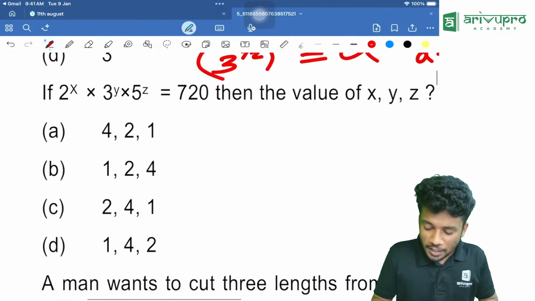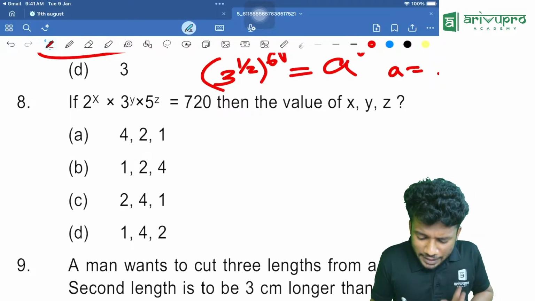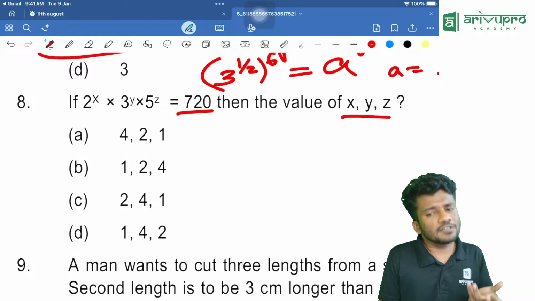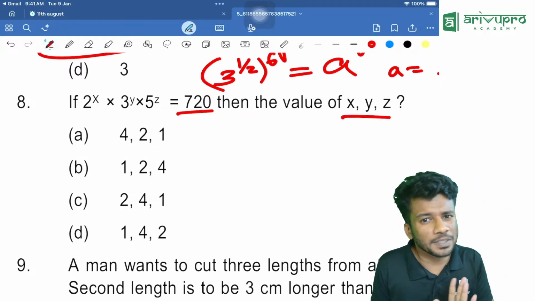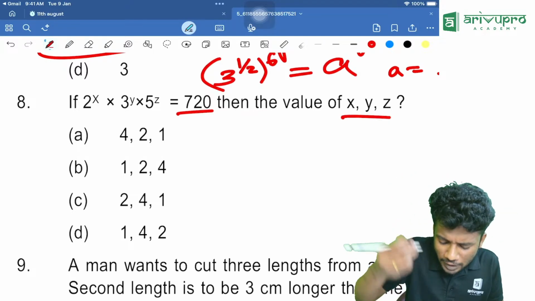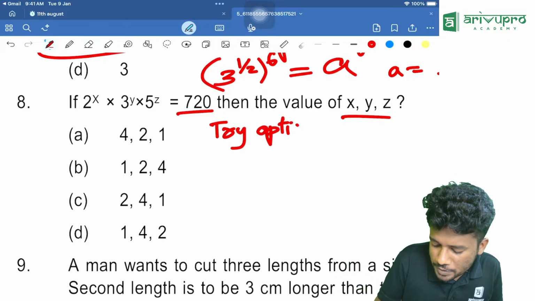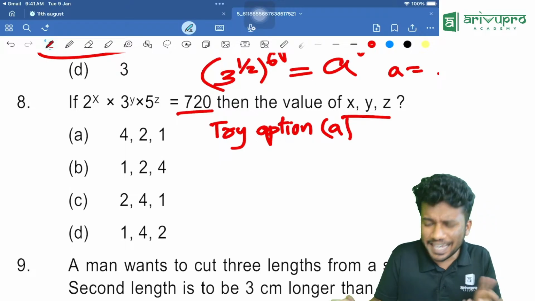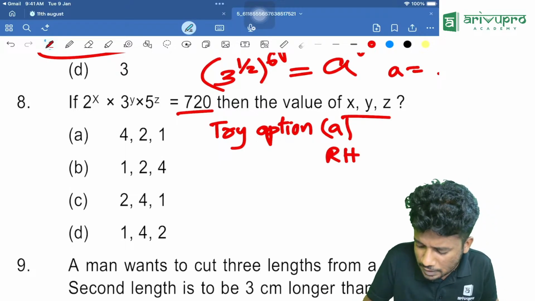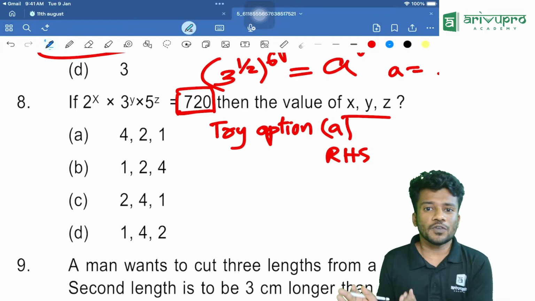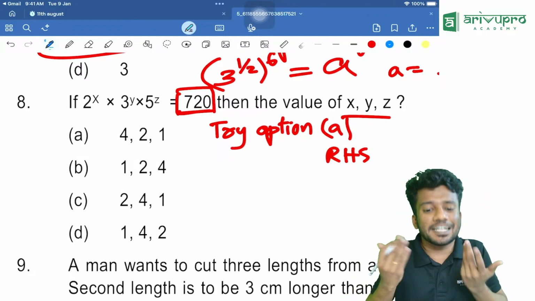Next one. If 2 raised to x into 3 raised to y into 5 raised to z is equal to 720, find the value of x, y, z. The easiest method is option hitting. So how will you option hit? We will try options. Try option A. We know our RHS is how much? Right hand side is nothing but 720. So we should make sure that whichever option is giving us 720, that's your answer.